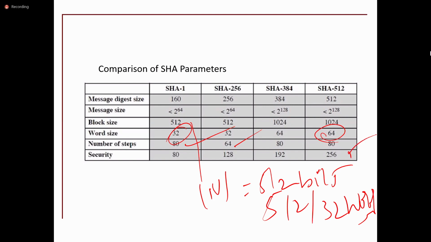Coming to the security, the complexity of the algorithms. SHA-512 is complex compared to all other algorithms. The security of SHA-512 is 256, whereas for SHA-1 it is only 80. So this is the comparison of the algorithms.